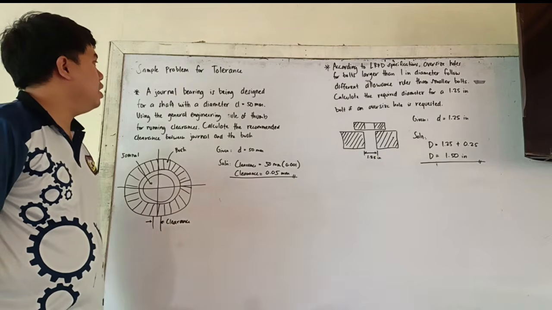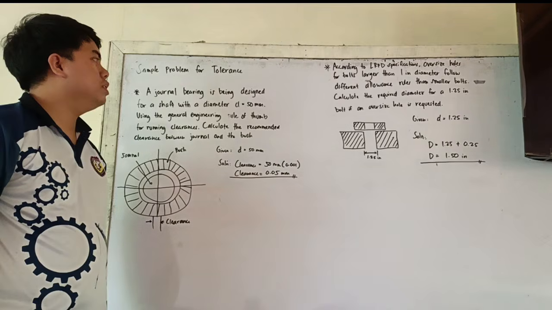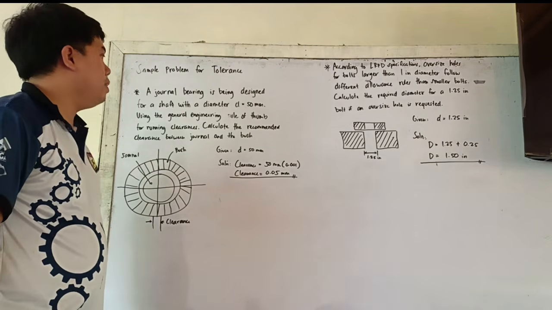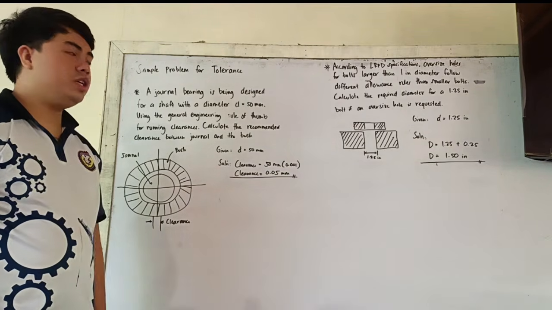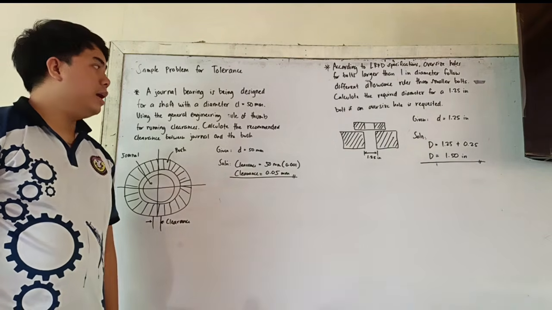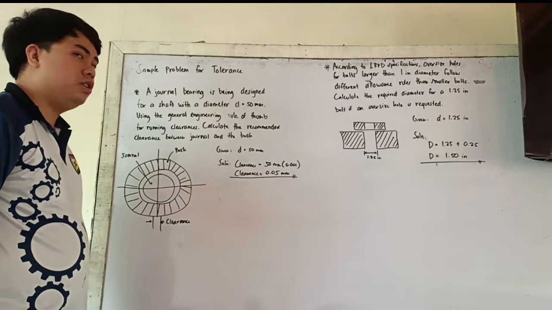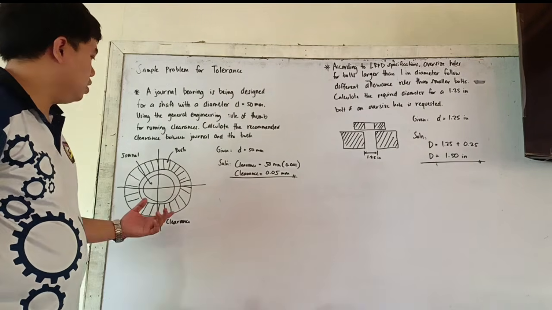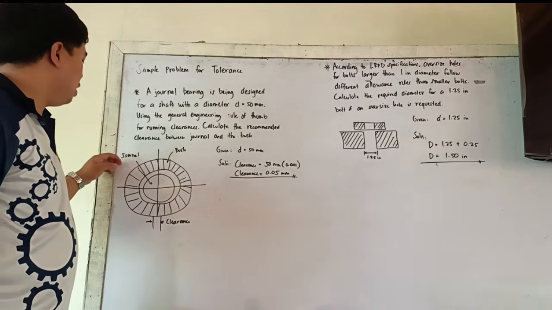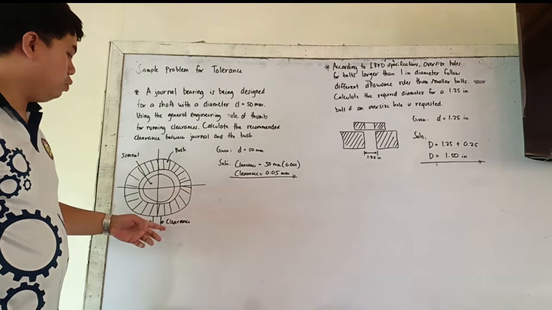So, a journal bearing is being designed for a shaft with a diameter D equal to 50 mm. Using the general engineering rule of thumb for running clearances, calculate the recommended clearance between journal and the bush. So, this is our diagram. This is the journal and this is the bush, and we have this clearance.